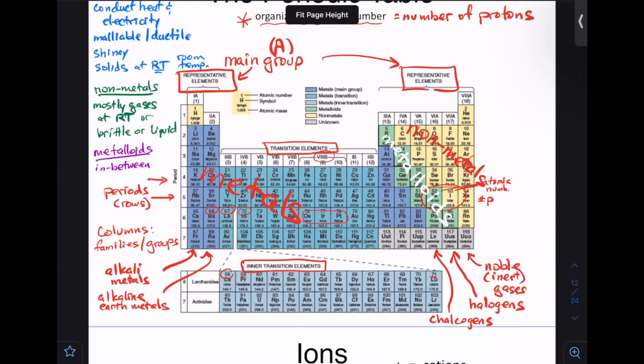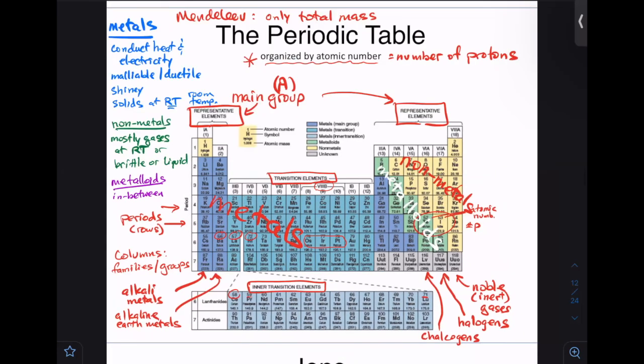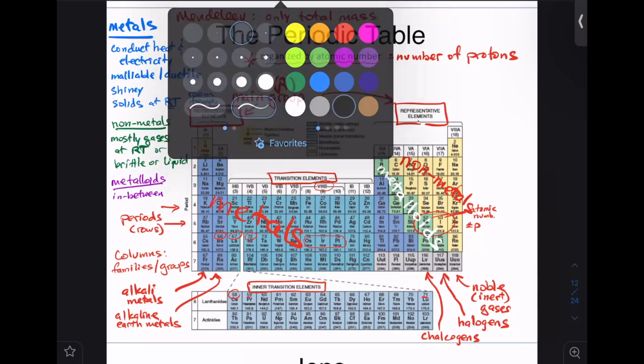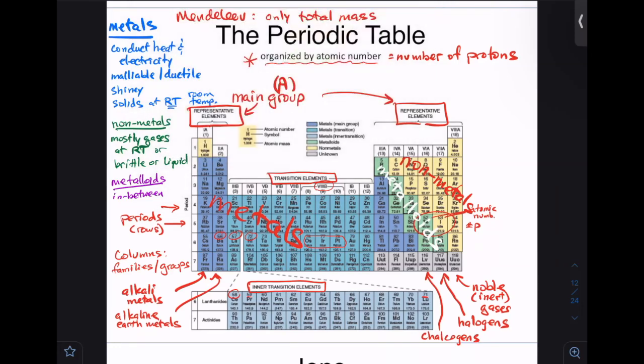Okay, so in general, though, if we want information out of an element and we want to read it from the periodic table, they all kind of look like this. So I'm going to draw a box.